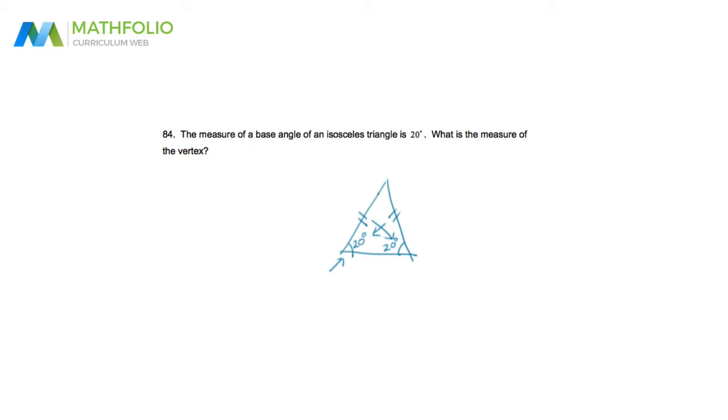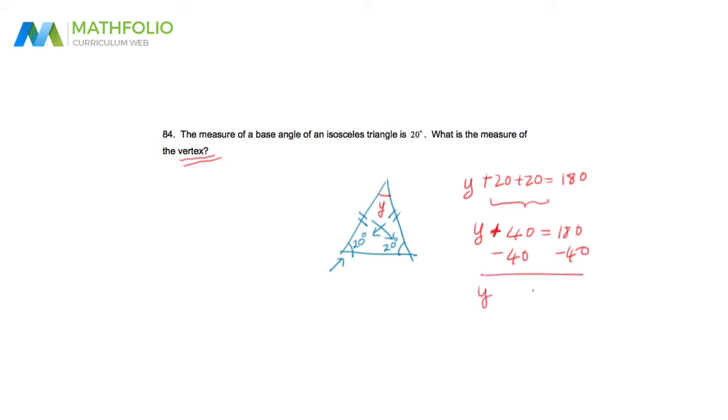So up at the top now, this must be the vertex angle that we're looking for. This time, let's go a little crazy. Let's call it y. So we know that y plus 20 plus 20 must equal the 180 degrees. If I combine my like terms right here, now it gives us 40. So y plus 40 equals 180. If I start to solve this now, I very quickly get to the point where y equals 140 degrees. And that would be my answer for this vertex angle right up at the top.